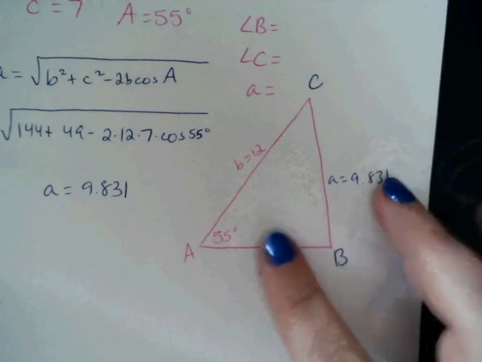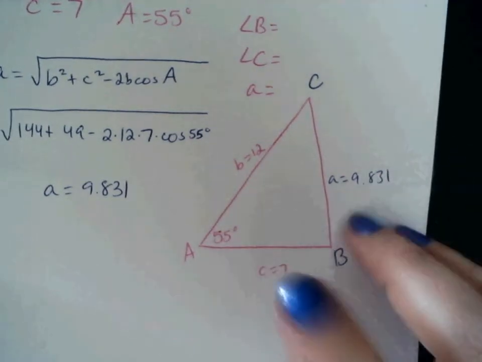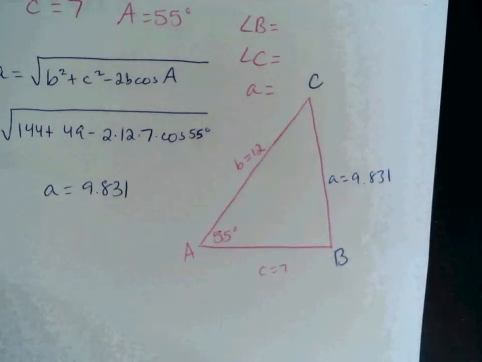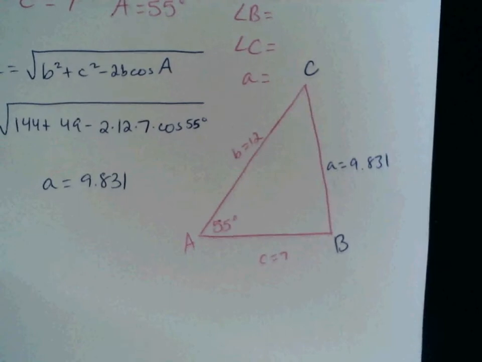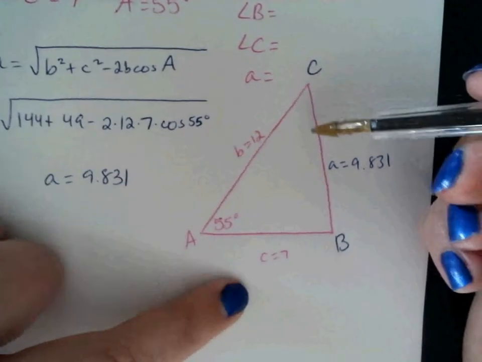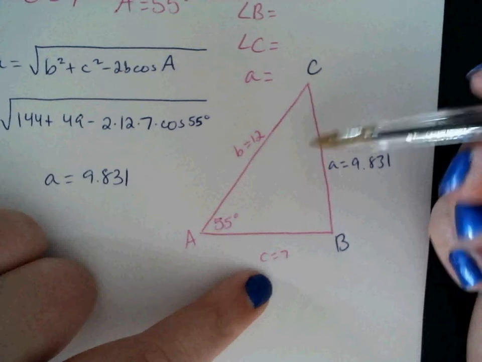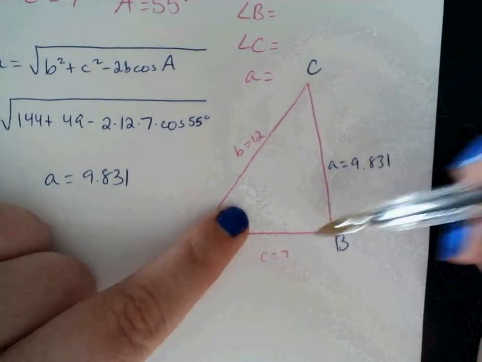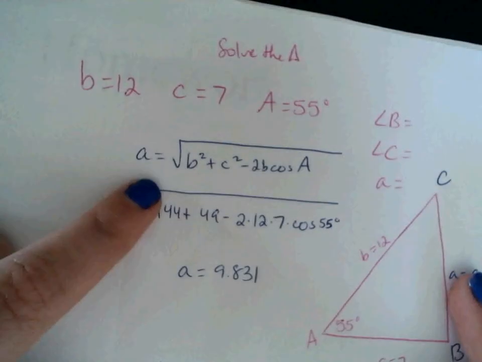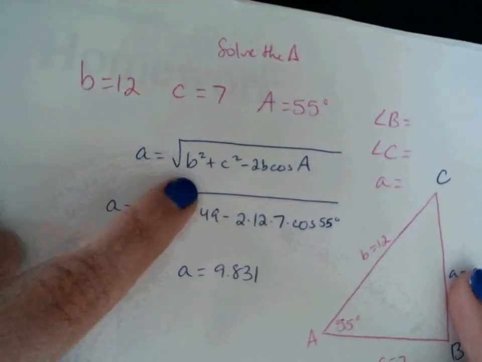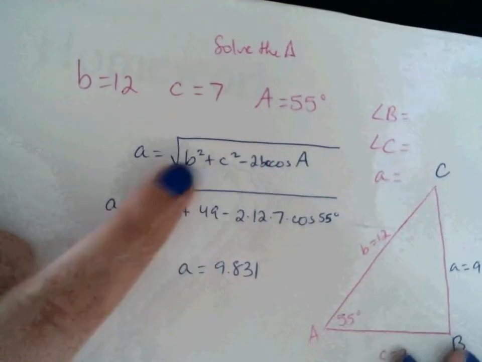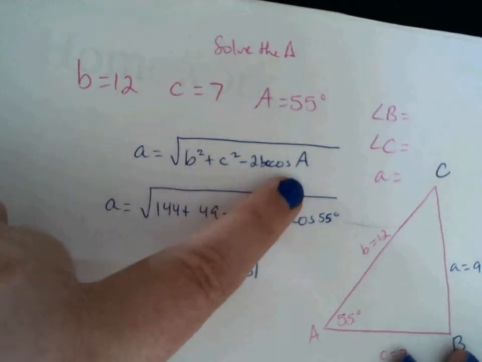Now that we have this, we could do law of sines. We can also do law of cosines. I think I'm going to do both and see if we get the same thing. I'm first going to do law of cosines. So I'm trying to solve for angle C, given A, B, and C. In this formula, if I know A, B, and C, then I can solve for cosine of it.